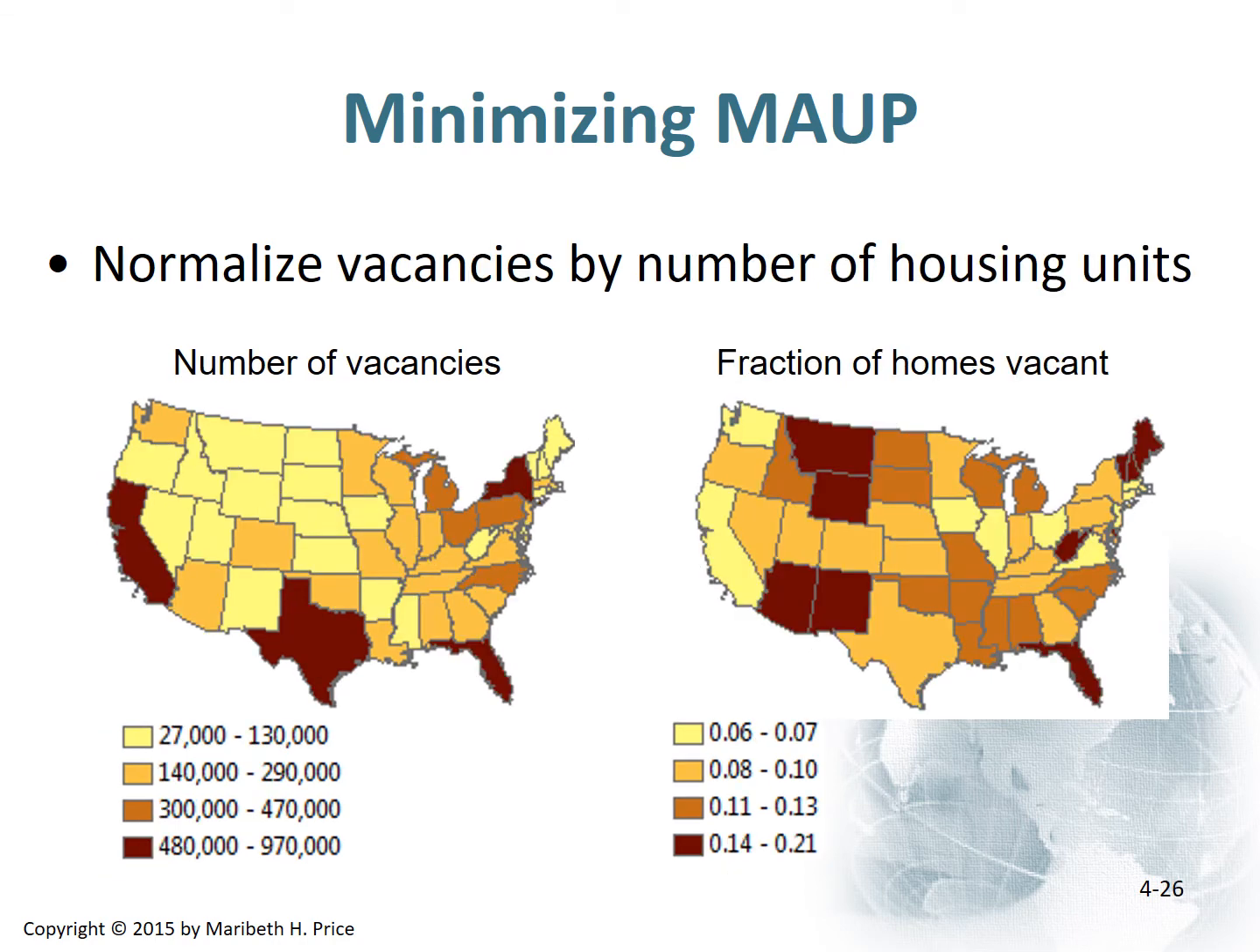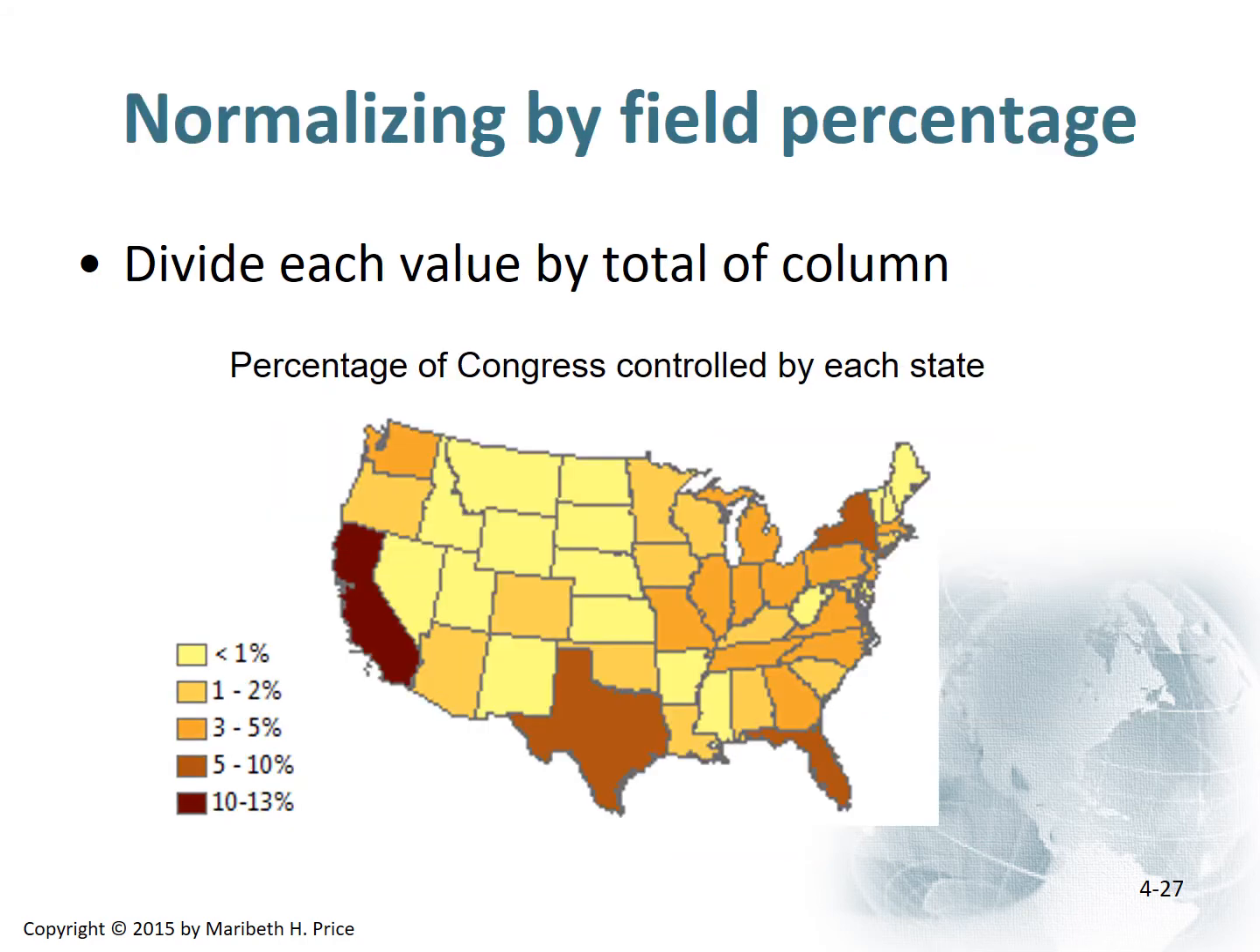So we can also normalize vacancies by numbers of housing units. Same concept we had in the last set of slides, but just a different example. You can normalize by field percentage, divide each value by the total of the column. So percentage of Congress controlled by each state. You know how many members of Congress there are, you know how many electoral votes or how many representatives there are from each state. Divide one by the other and you can see that, for example, California controls 10 to 13% of Congress, where many other states control less than 1% of that.